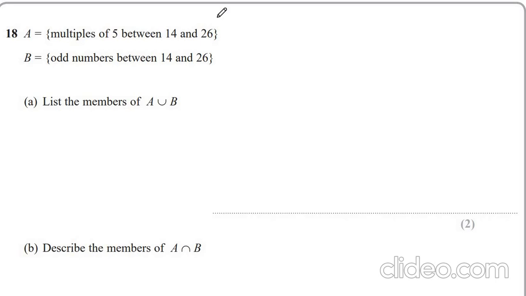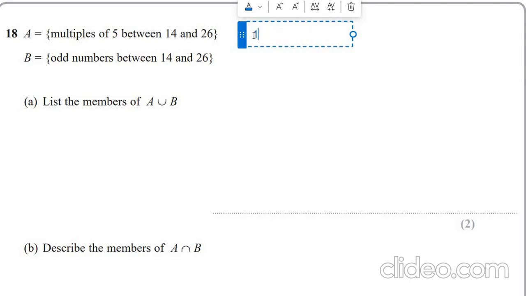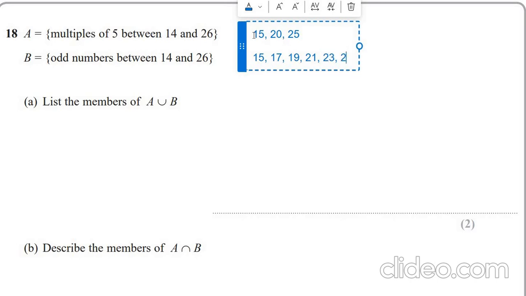Multiples of 5 between 14 and 26. They are 15, 20, 25. Odd numbers between 14 and 26: 15, 17, 19, 21, 23, and 25.